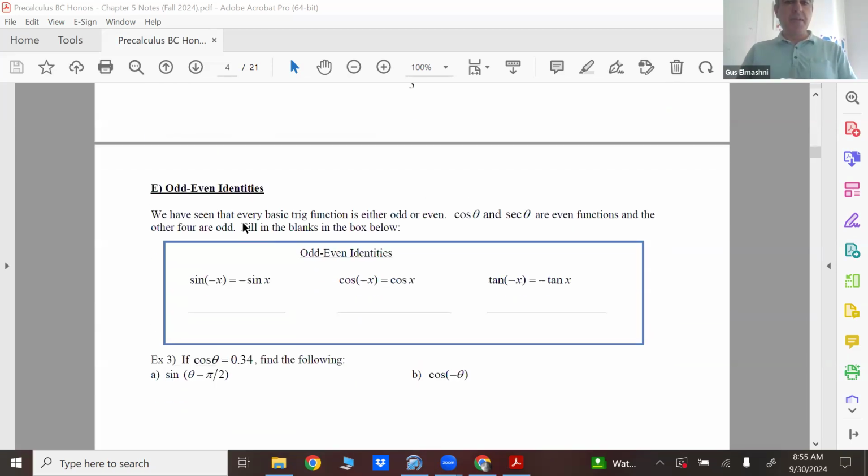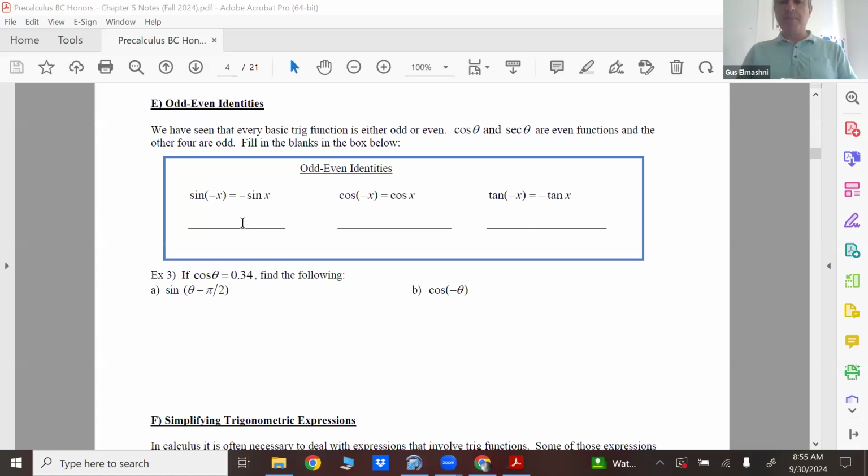No? All right. Even odd identities. We talk about odd even functions. So you guys should be comfortable with that by now. That really just comes back to the unit circle again. Everything, pun intended, comes full circle. Get it? No? All right.